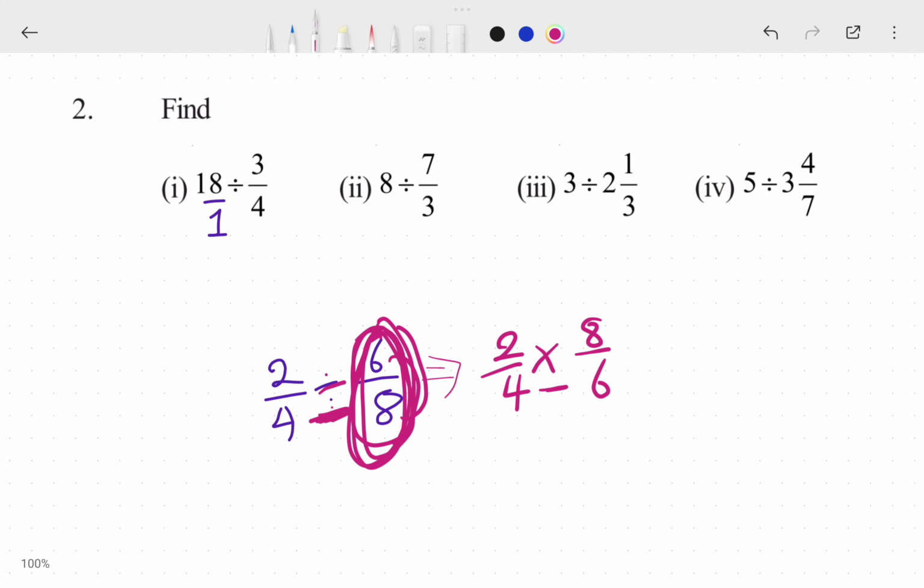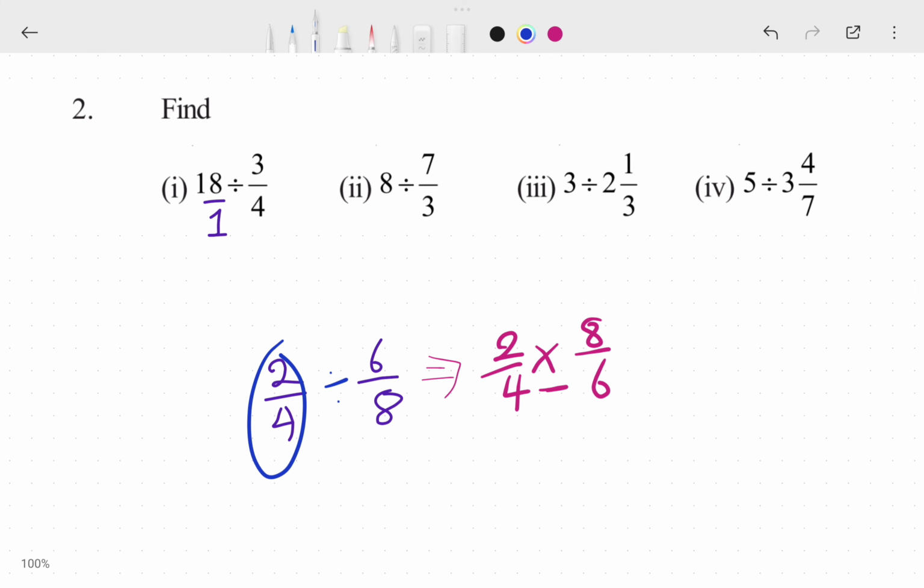If it is simply given like that, and it is division here, what we can do is write 2 by 4 directly, and this division will change into multiplication, and this part you have to take the reciprocal of, so we change it to 8 by 6. Now we can solve this one.